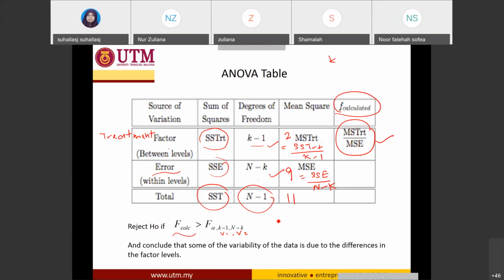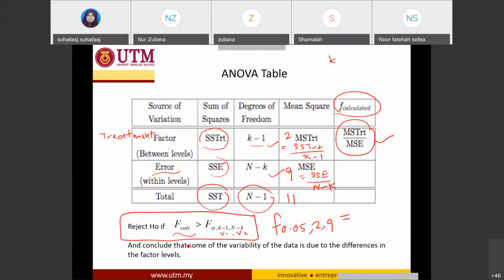For example, this one, katakan F alpha 0.05, 2, nine. So dapatkan daripada table. Okay, reject dia. Only one way je how you can reject the null hypothesis in ANOVA table. So reject H0 when you have your F calculated greater than F alpha, K minus 1, N minus K. Okay, dah dapat daripada table, so check. So kalau your F calculated is greater than, so reject H0 and make your conclusion.